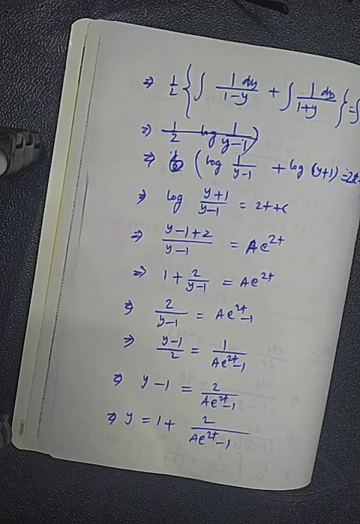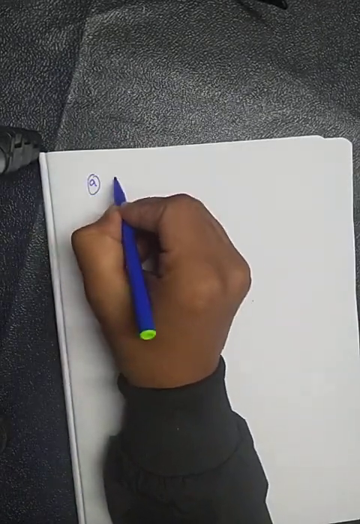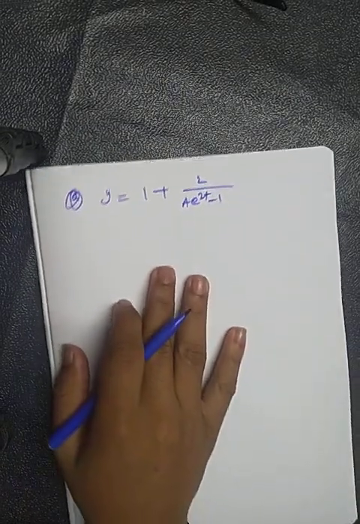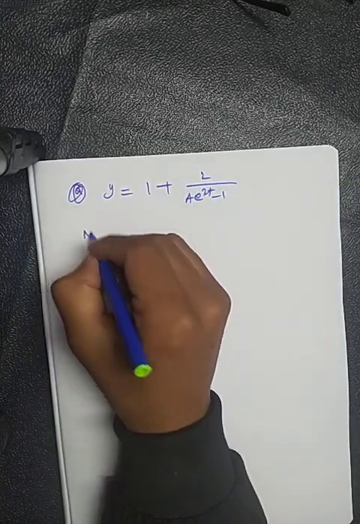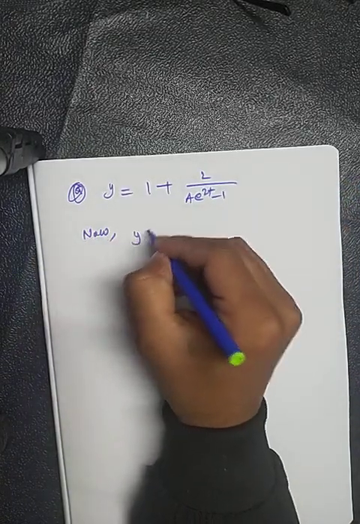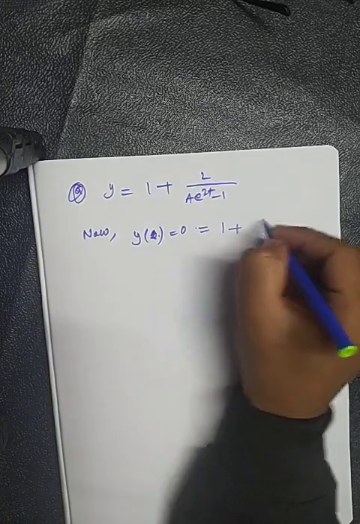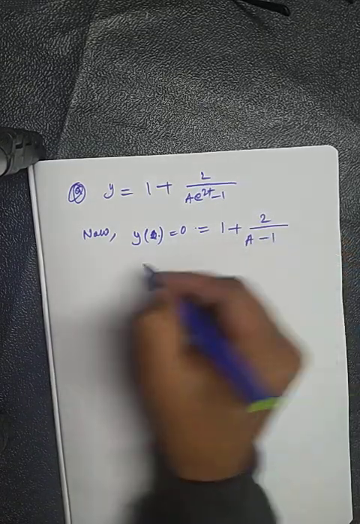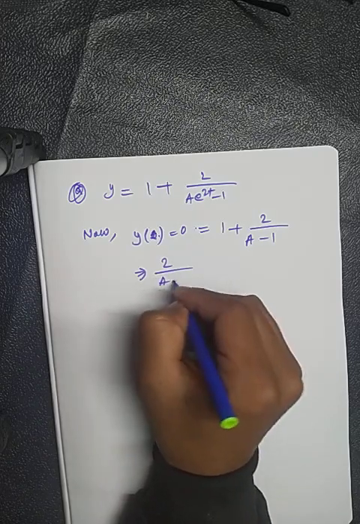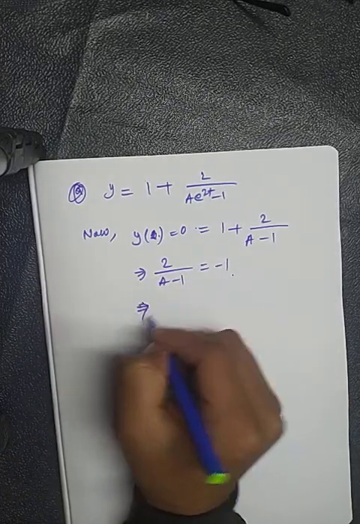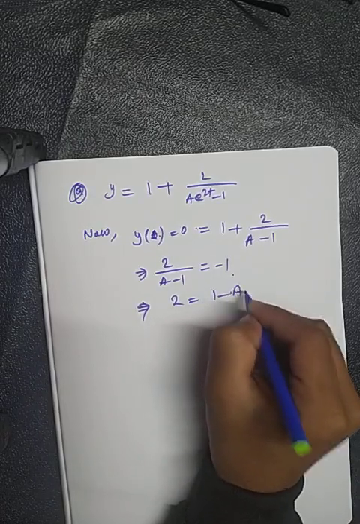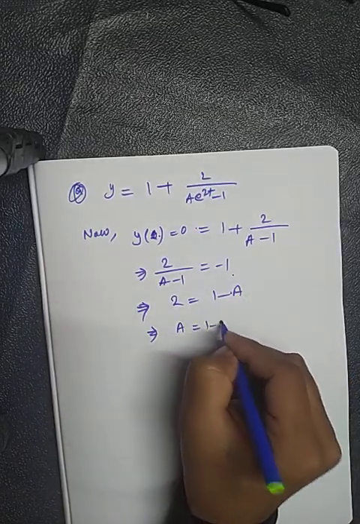Now we will have to solve this. So we need to check option A. Now y of 0 is equal to 0. This implies 1 plus 2 by (a minus 1) is equal to 0. This implies 2 by (a minus 1) is equal to minus 1. This implies 2 is equal to 1 minus a. This implies a is equal to 1 minus 2, which is minus 1.